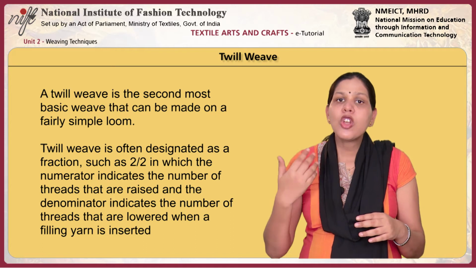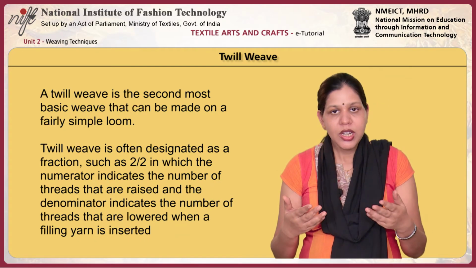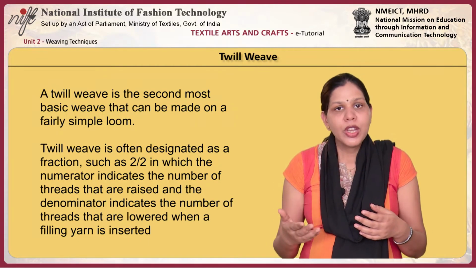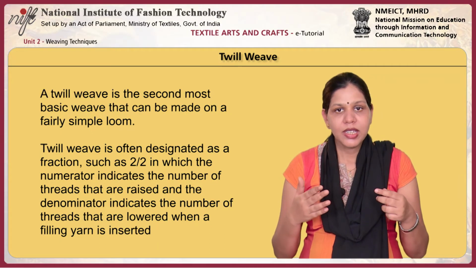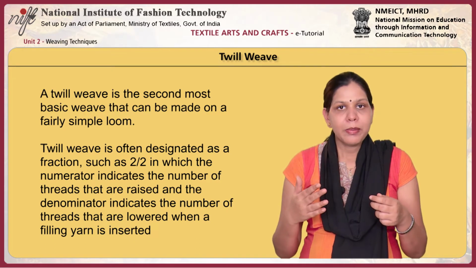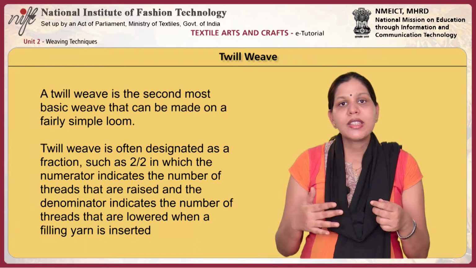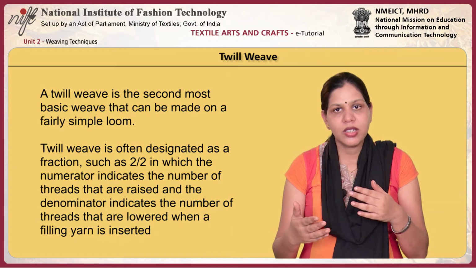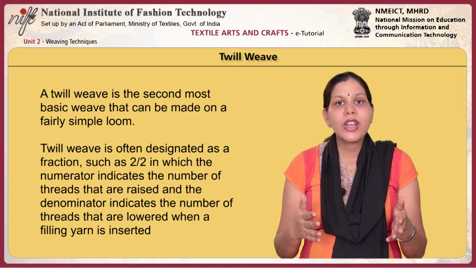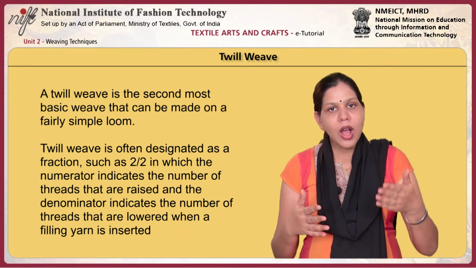Twill weave is often designated as a fraction such as 2x2, in which the numerator indicates the number of threads that are raised as given in the example, and the denominator indicates the number of threads that are lowered when a filling yarn is inserted. The fraction 2x2 would be read as 2 up, 2 down.